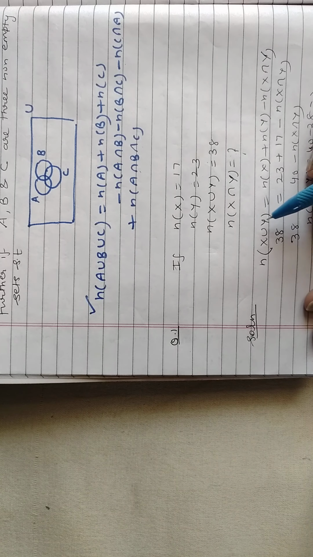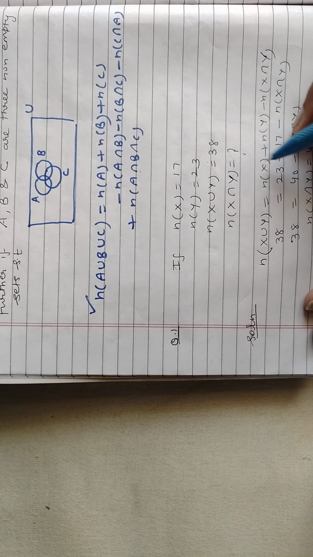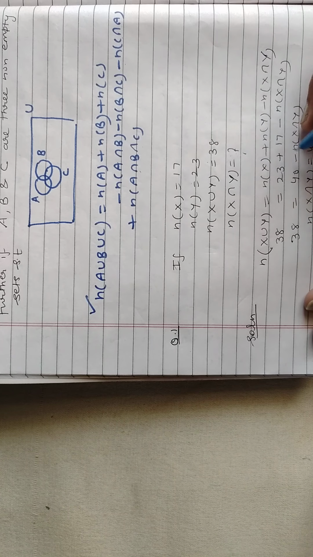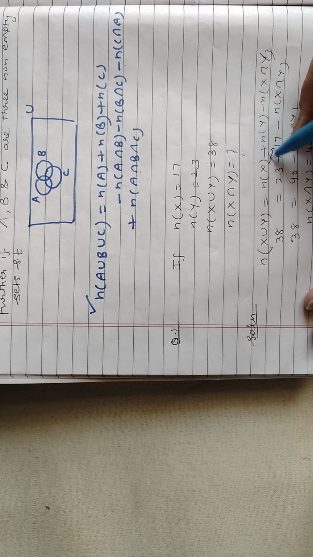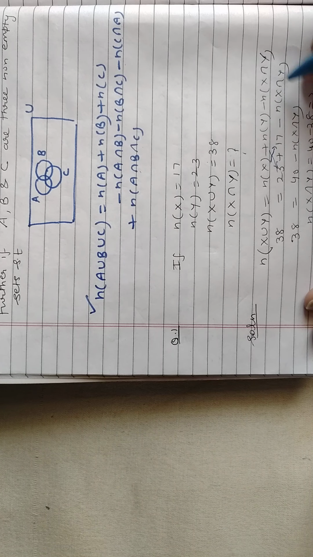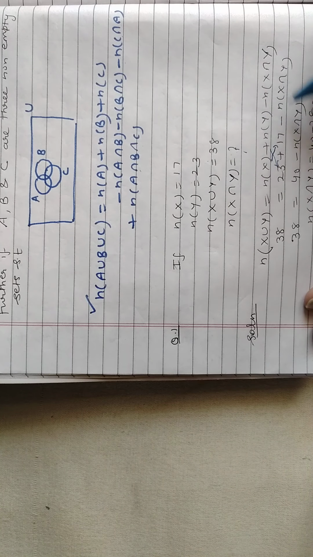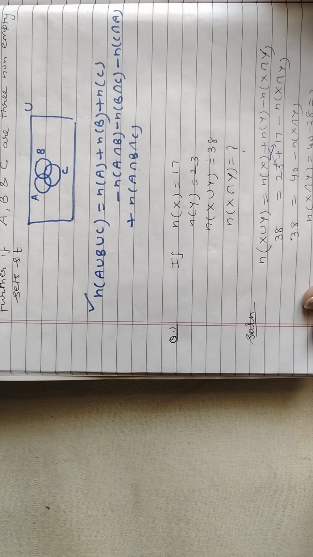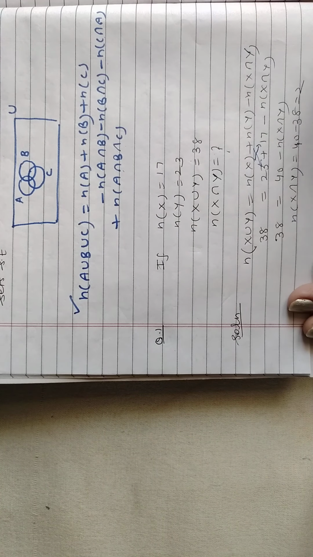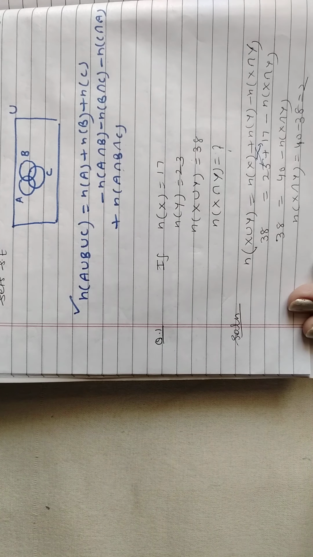Then this is what, 38, n(X) is 17 and n(Y) this is 23, right? So minus n(X intersection Y), this you have to find out. So three things out of four things are given to you, and the fourth thing you can find out using this formula. Clear? So what is n(X intersection Y)? 40 minus 38, that is 2. So two elements are there in their intersection.